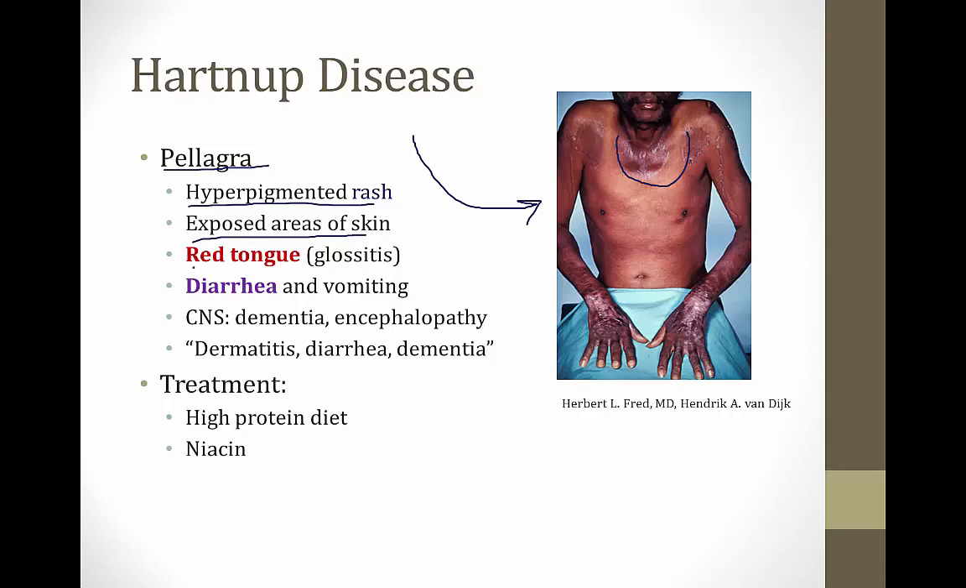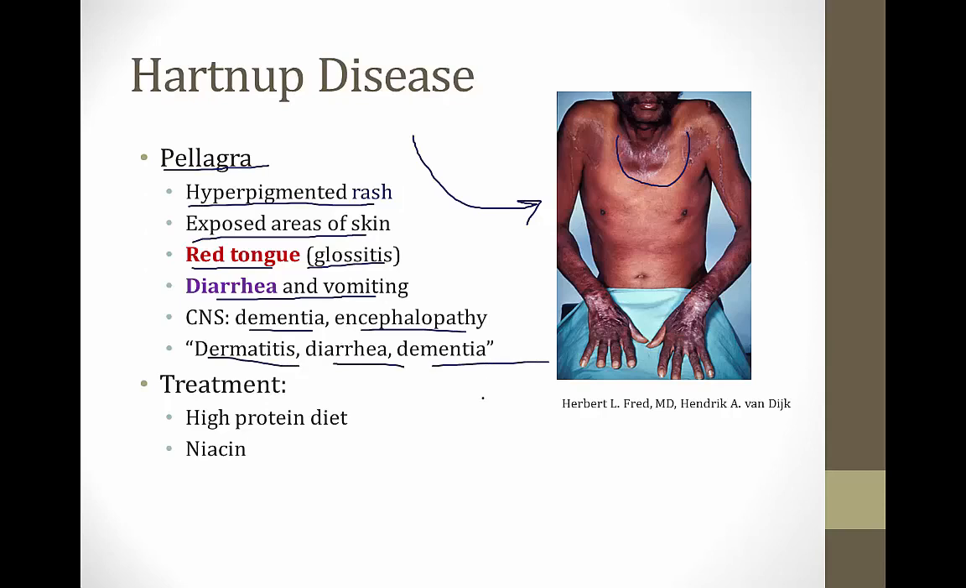Another symptom of pellagra is a red tongue. This is from glossitis and inflammation of the tongue. Also diarrhea and vomiting and central nervous system symptoms, including dementia and encephalopathy. People often remember the symptoms of pellagra as the 3 Ds: dermatitis, diarrhea, and dementia.